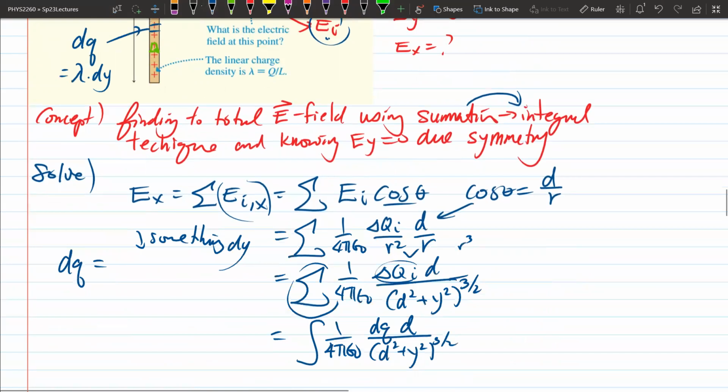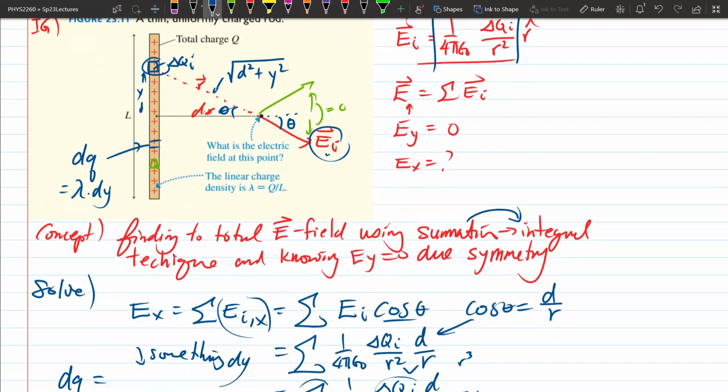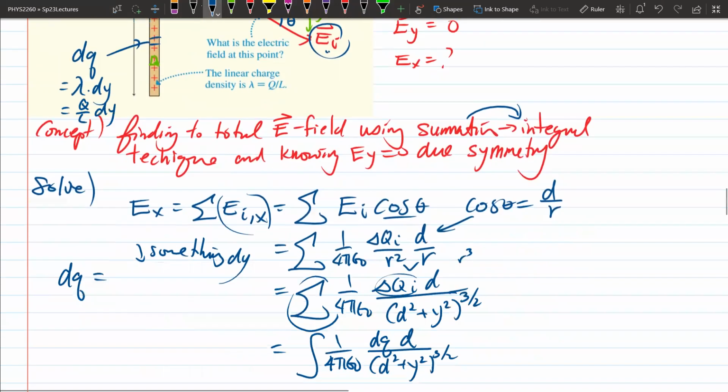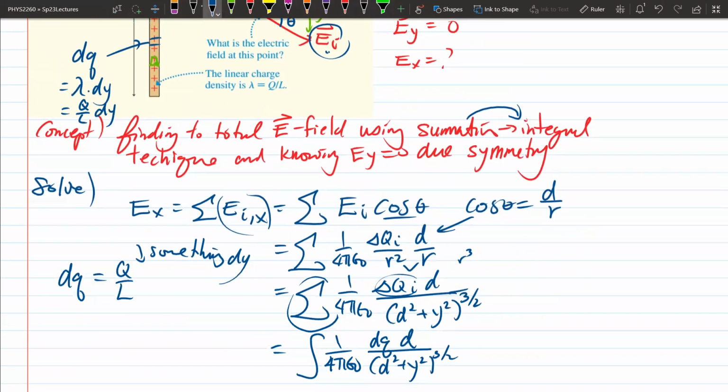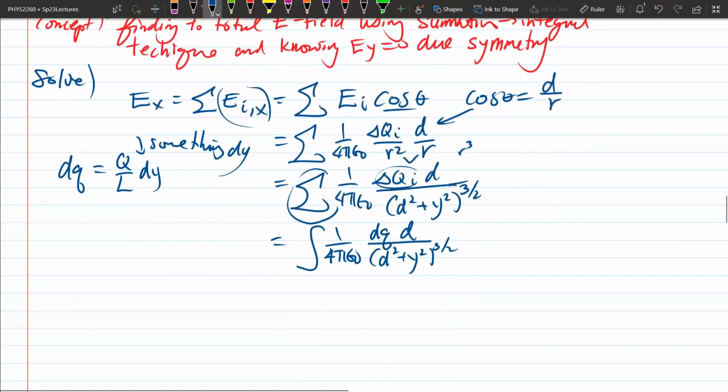Right. So now we can replace that, right? The line charge density is actually the total charge divided by the length of the thing. So dq is actually q over L times dy. And now we can replace that in here. I'm going to do the algebra going left because I'll just run out of room otherwise.